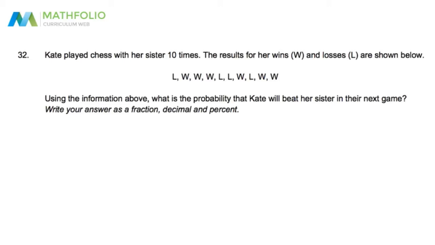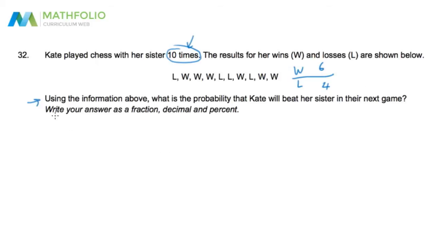Okay, 32. So in 32 we're told Kate played chess with her sister 10 times. The results for wins and losses are below. So I'm just going to do a very quick table. The wins, we've got 3, 4, 5, 6. We've got 6 wins there. The losses, 1, 2, 3, 4. So quite rightly, this is 10 times, 10 games. We've got 6 wins and 4 losses.